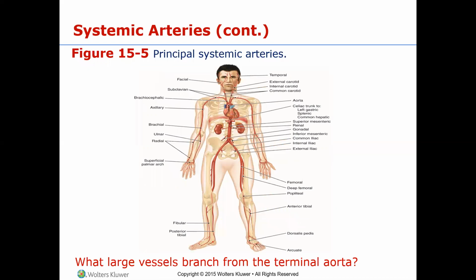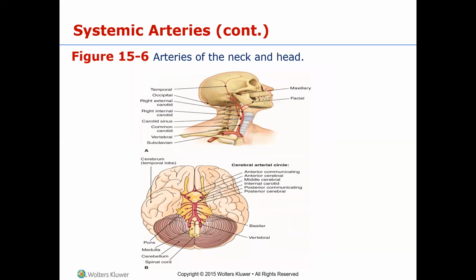Okay, so these are the principal systemic arteries. I do want you to know these here, the aorta with the aortic arch, which branches into the brachiocephalic, then to the subclavian and to the carotid, and then on the left side to the common carotid and to the subclavian. Here are some of the arteries that serve our head and neck and go up into the brain.